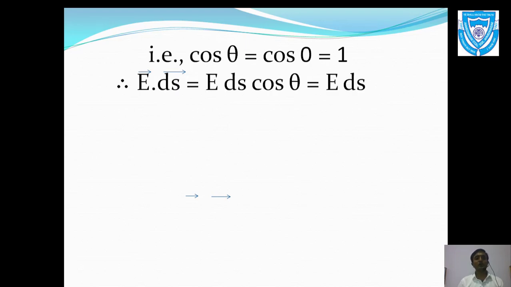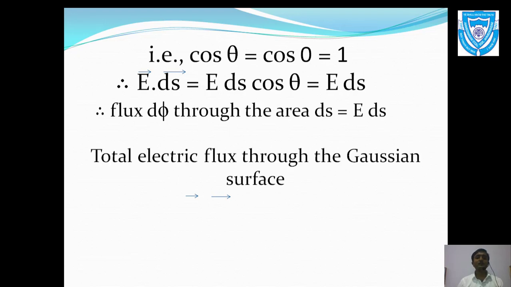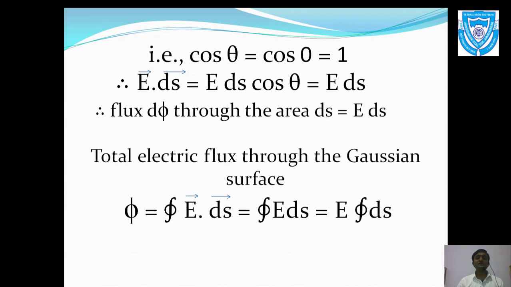Therefore, E bar dot ds bar is equal to E ds cos theta, according to the formula of dot product, which is equal to E ds, since cos 0 is 1. The flux d phi through the area ds is E ds. This is the flux through the small area ds. Now we have to find the total electric flux through the Gaussian surface. And what will be the total surface? That will be the sphere.